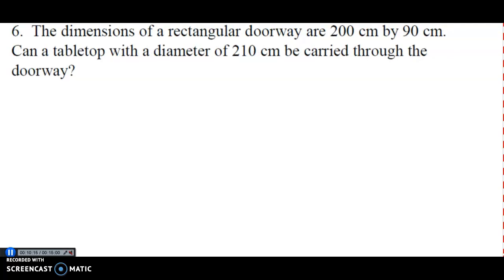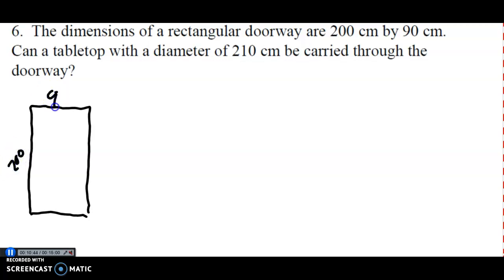The dimensions of a rectangular doorway are 200 centimeters by 90 centimeters, and we want to know, can a tabletop with a diameter of 210 centimeters be carried through the doorway? Again, we want to draw a picture, and there's my doorway, and it's the shape of a rectangle, and we know that it's 200 centimeters for the length, and it's 90 centimeters for the width, and we want to see if the tabletop can fit through.